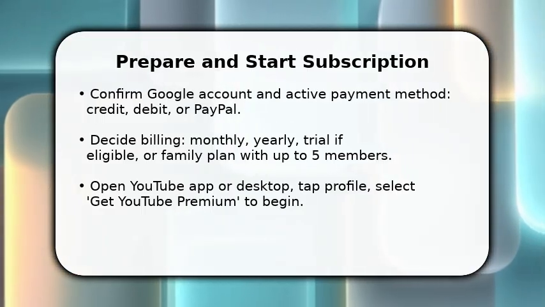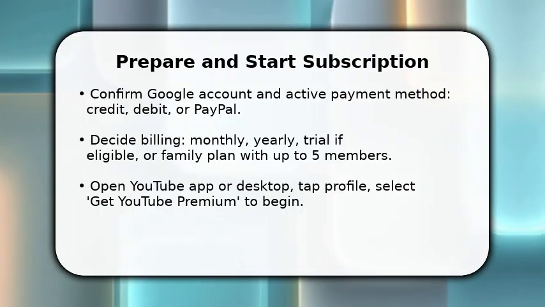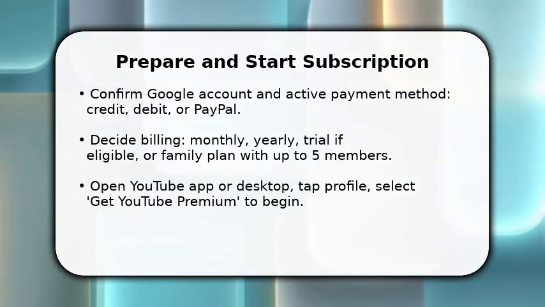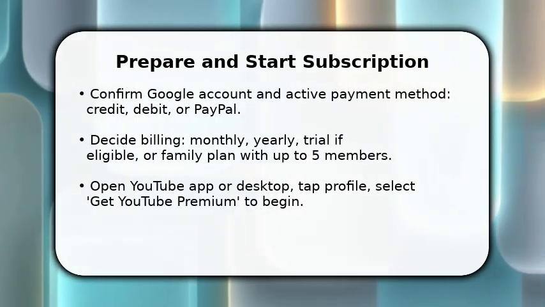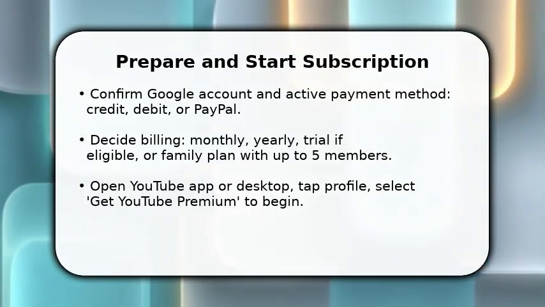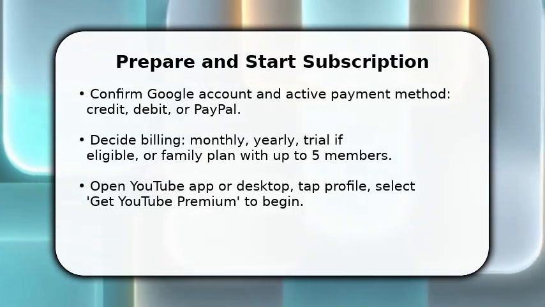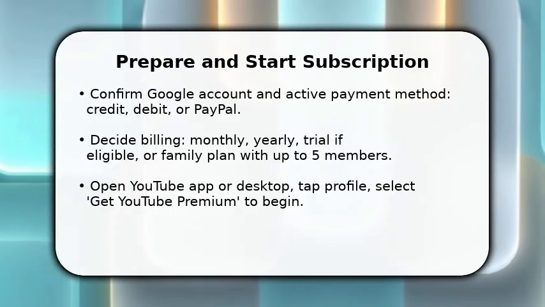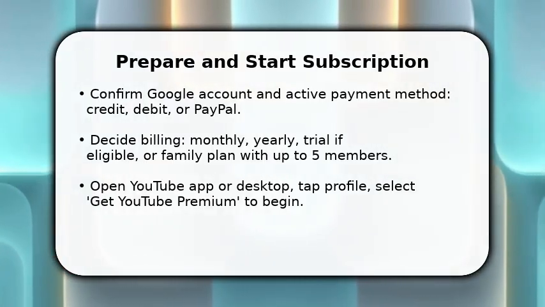Now start the flow. Open the YouTube app or go to YouTube on desktop, then tap your profile and choose Get YouTube Premium. Once you tap it, you'll see plan options: individual, family, or student. Read the plan details, make sure billing frequency and price are clear. If a trial is available, it shows here. Otherwise, select your preferred plan. Enter your payment info when prompted and confirm to proceed to billing authorization.